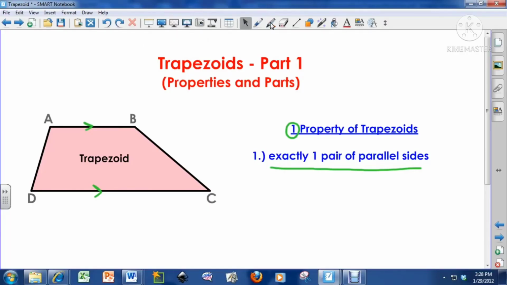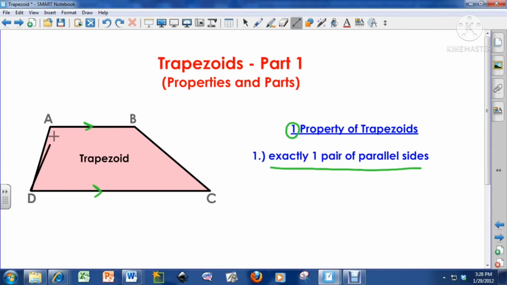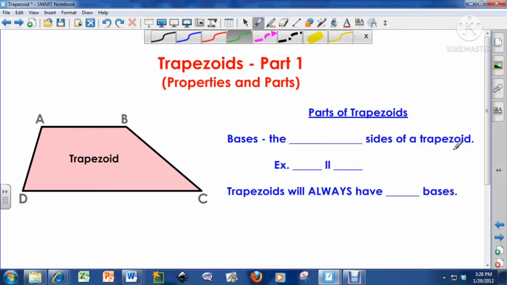Children, now it's time for recall. So we know the first property: we have exactly one pair of parallel sides. The sides AD and BC, we extend, they will intersect, so only they are called non-parallel sides. Okay. So sides AB and CD only are parallel sides. The other two sides are non-parallel sides.